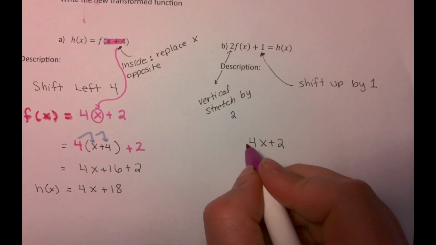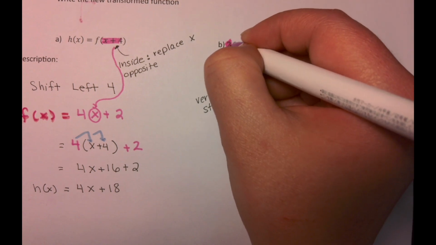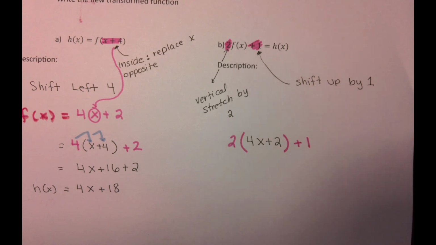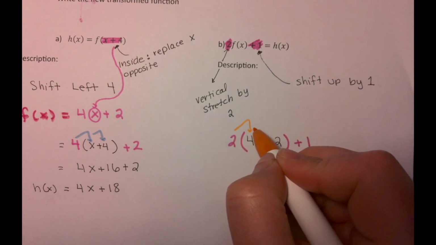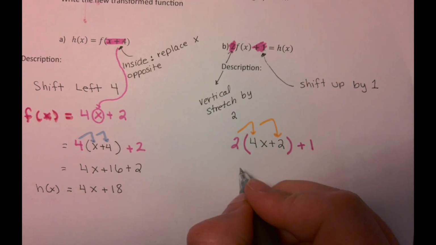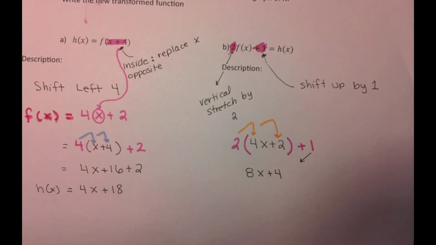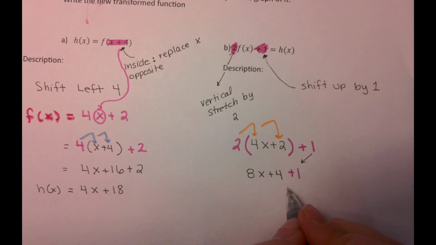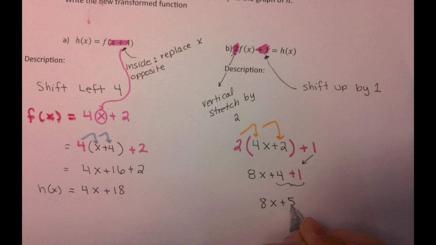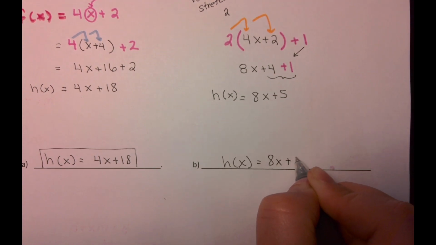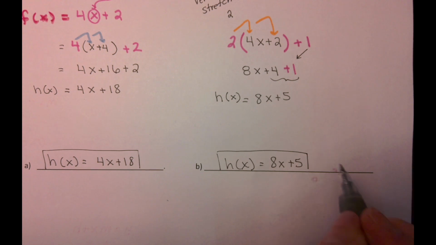I'm going to put parentheses around it. And just like we have this 2, I'm going to write the 2. And just like we have this plus 1, I'm going to write the plus 1. Inside means inside, outside means outside. So here, we need to distribute that 2. We have 8x plus 4. We still have that plus 1 that we need to take care of. So we have 8x plus 5 as our new h of x. So for b, h of x is equal to 8x plus 5. That is our new transformed function.